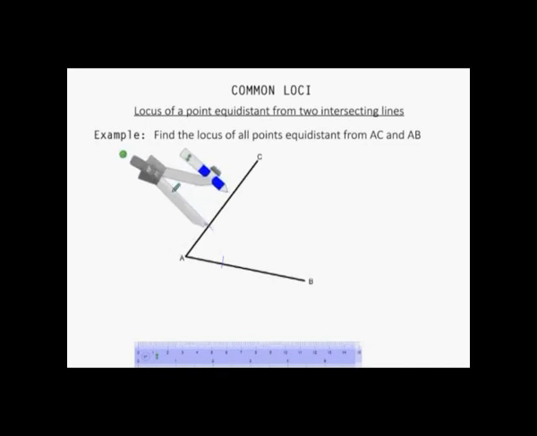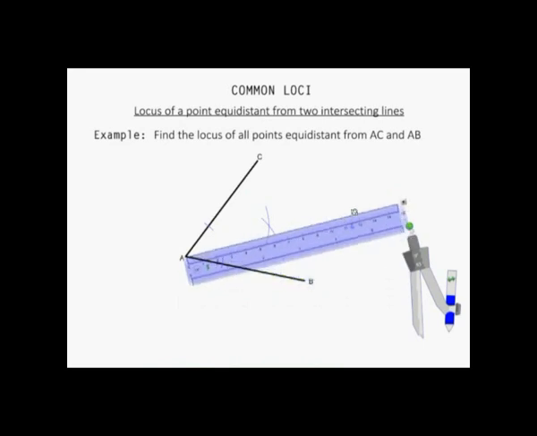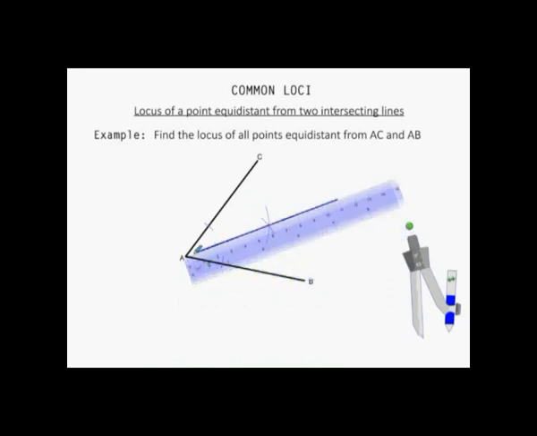Place the compass on one point and make an arc. Maintain the same distance and come to this other point and mark a second arc. Now join the vertex to the intersection. That is the bisector, and all points on that line are equidistant from AC and AB. And so the locus of a point equidistant from two intersecting lines is the bisector of the angle between the two intersecting lines.